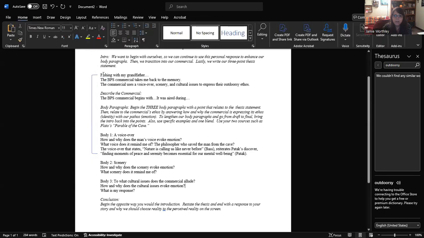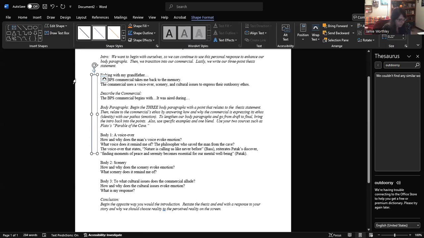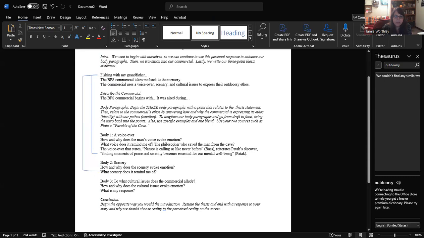So that fishing with my grandfather, I want to bring it back in every single time. We're going to bring it back into body 2, right? So fishing with my grandfather, I've introduced it in the introduction. I'm bringing it back into body 2. So not only am I talking about the Bass Pro Shop commercial and why and how does it evoke emotion with scenery? Why and how does it evoke emotion with the voiceover? How do I personally relate to that scenery?